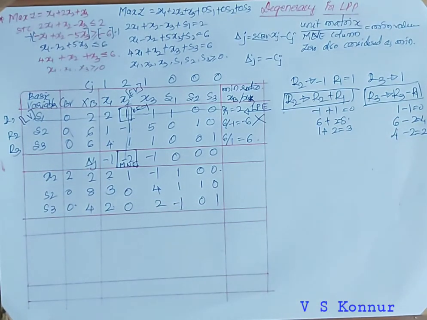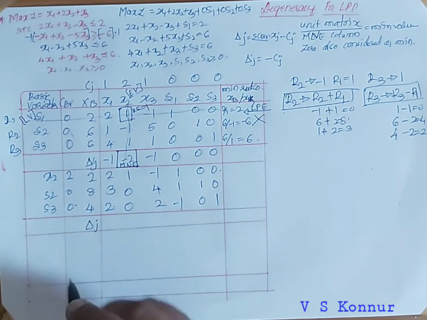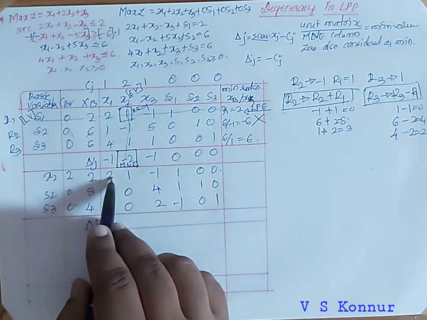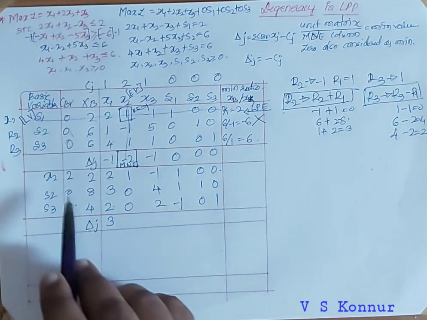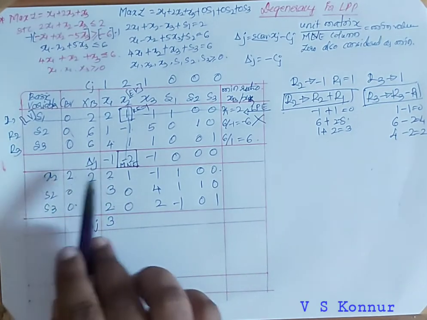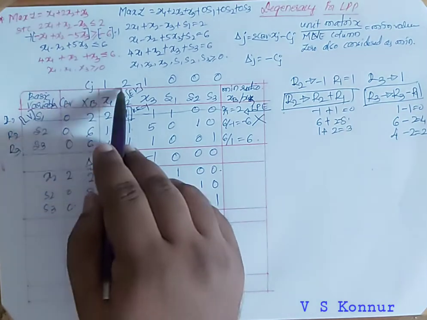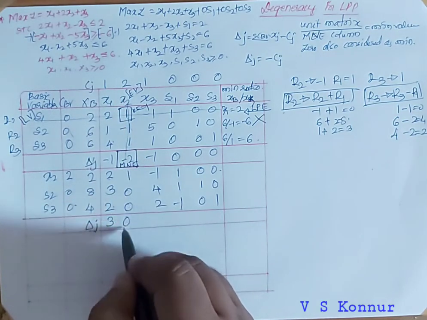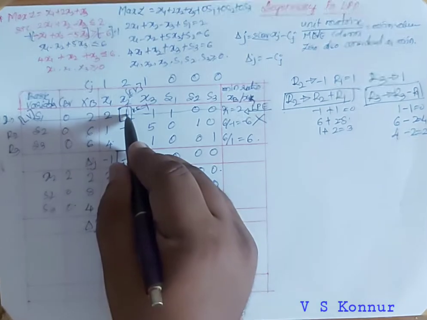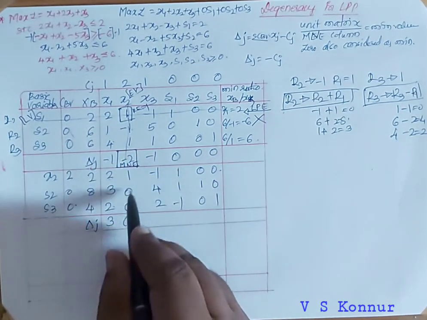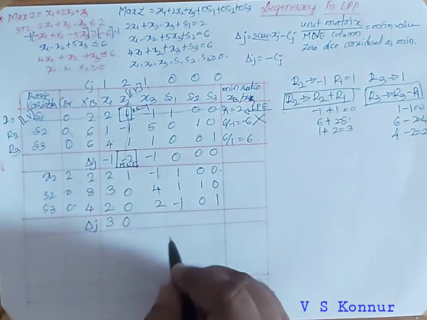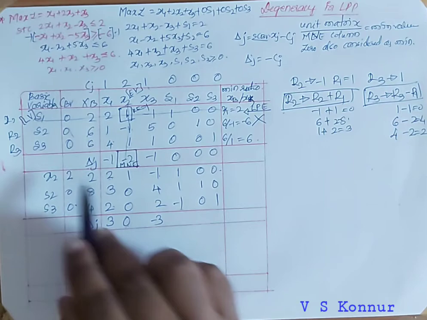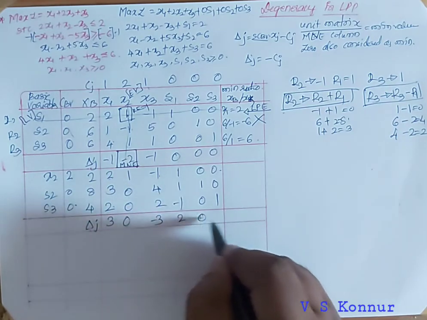Now from this table you should calculate the delta j value. So delta j: 2 into 2 is 4, 4 minus 1, 3 we will get. Because these two are 0, I will not consider these, only this I will consider. 2 into 1 is 2 minus 2. I told you these 3 should be 0 in the next iteration. Other than this, these 3 should be 0. Now we got 3 zeros. 2 into minus 1 is minus 2, minus 1, minus 3. 2 into 1 is 2, 0, 0.